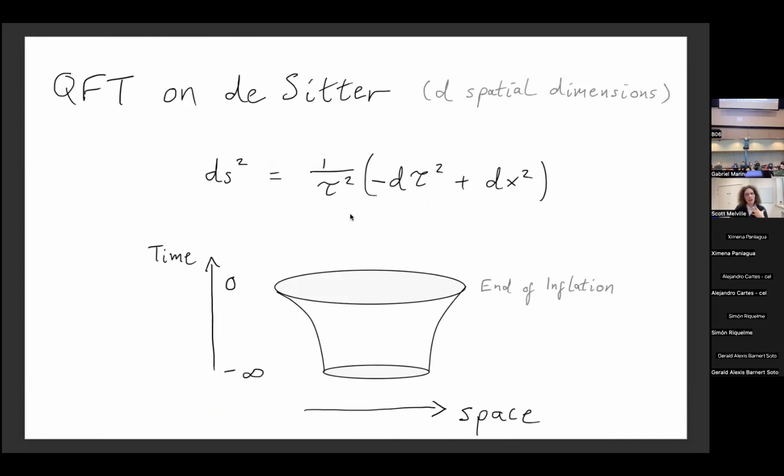So the coordinates we're going to use are so-called conformal time tau. This is like the expanding Poincare patch. Really, these coordinates describe, when tau goes to minus infinity, very early in the universe's history before inflation starts. And when tau goes to 0, that corresponds to the very end of inflation.